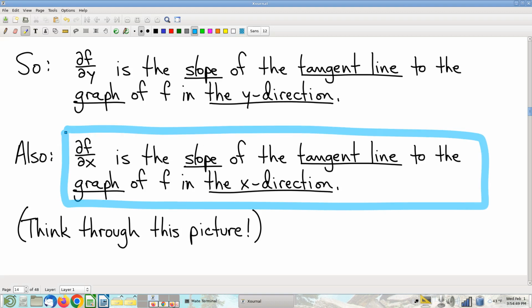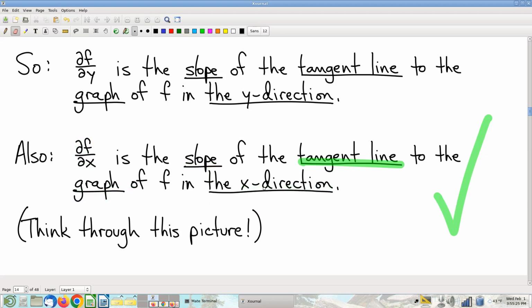Think through all of the analogous reasoning, right? That the x partial is the slope of the tangent line to the graph in the x direction. I mean, it's exactly what you would expect it to be. But how do you draw the picture? What are we holding constant? What does that mean about the cross section I'm taking? And so on. Think it all through, draw the pictures, make sure you can produce on your own this argument about x partials. And again, make sure that this is the answer that you get when you do that argument. Okay, again, I think that's a very healthy exercise, something to think through.